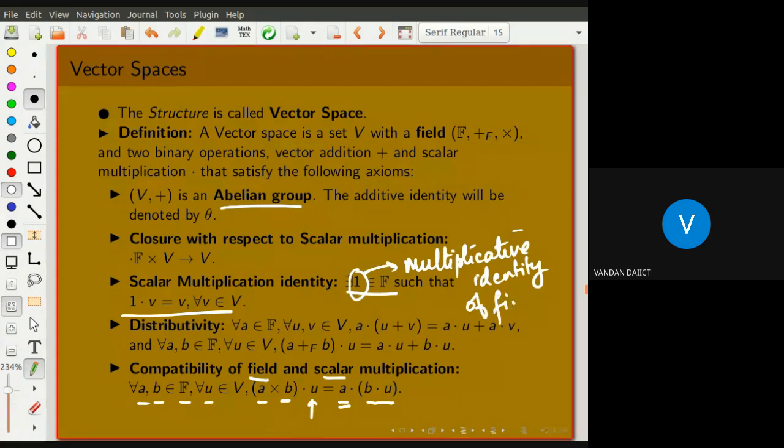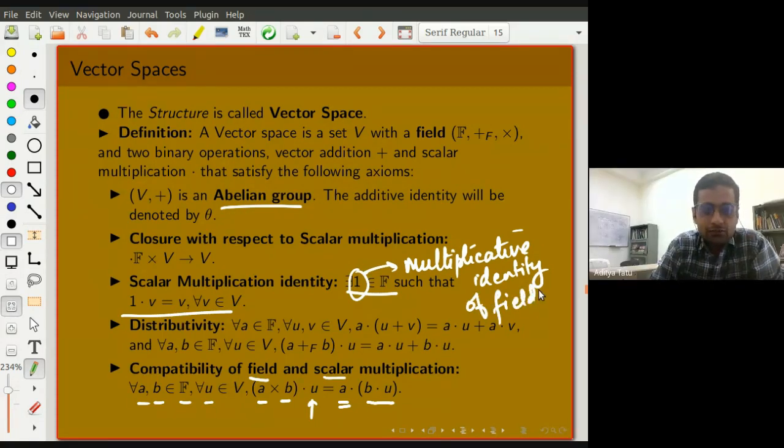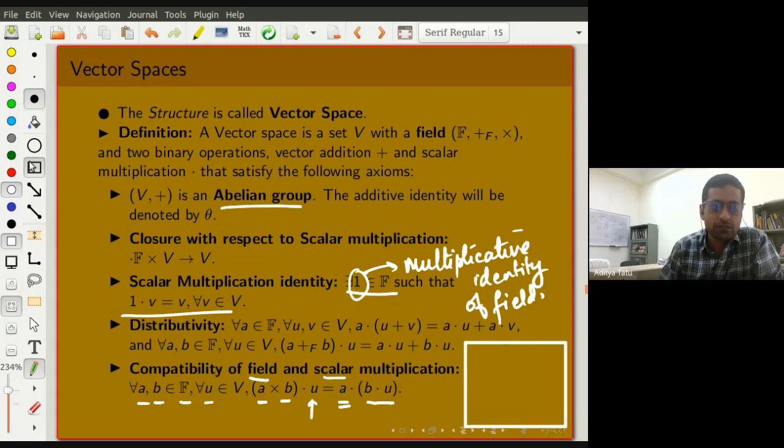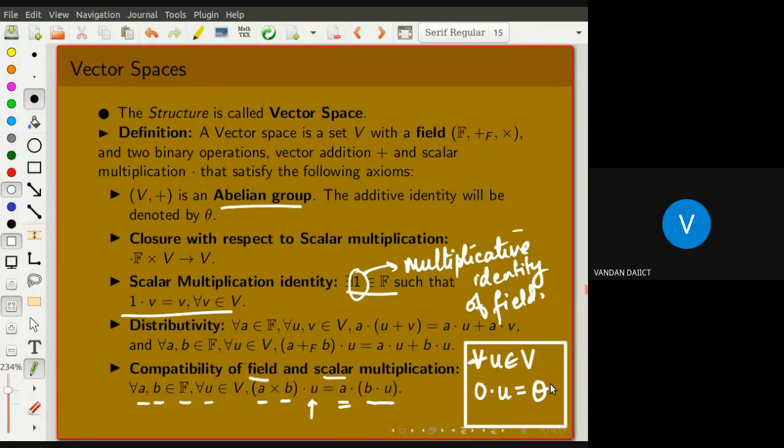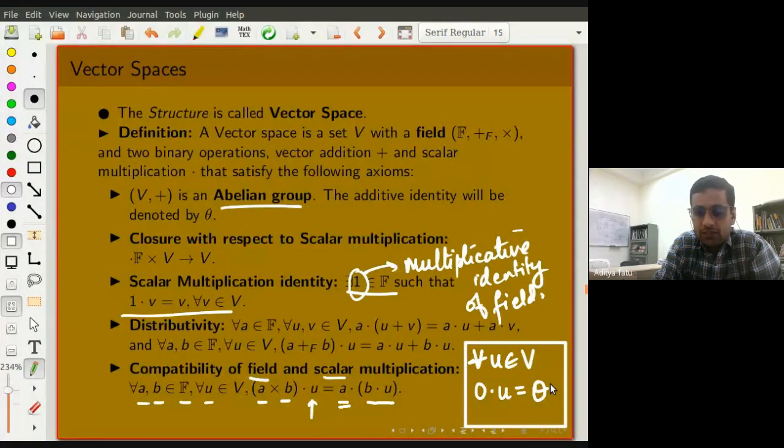And sir, what about the additive identity? In the next class, we will prove this property: for any u from my vector space V, scalar multiplication of the additive identity with this element u must give you the additive identity of the vector space. So this is not an axiom, please be careful. But we can derive this from the axioms.